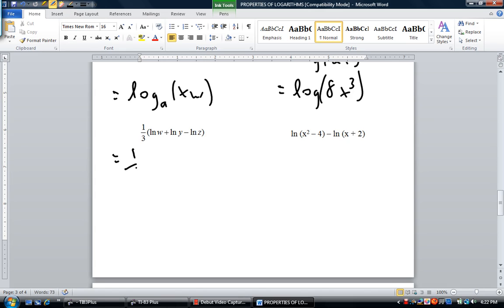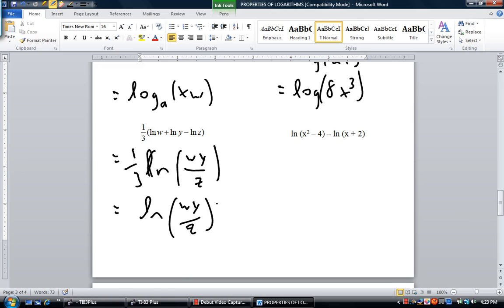I can write it as 1/3, and then natural log, and then I got addition. I can combine that with multiplication, and I have division or subtraction, which means division. Then I can take that 1/3 and move it out in front, or out as the exponent, and then I can take that 1/3 and write it as a cube root. Just another approach, however you want to do it.